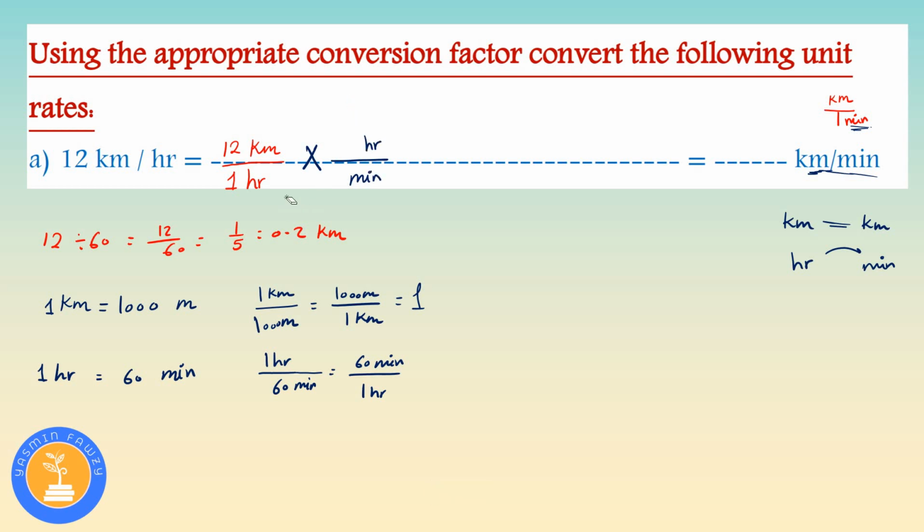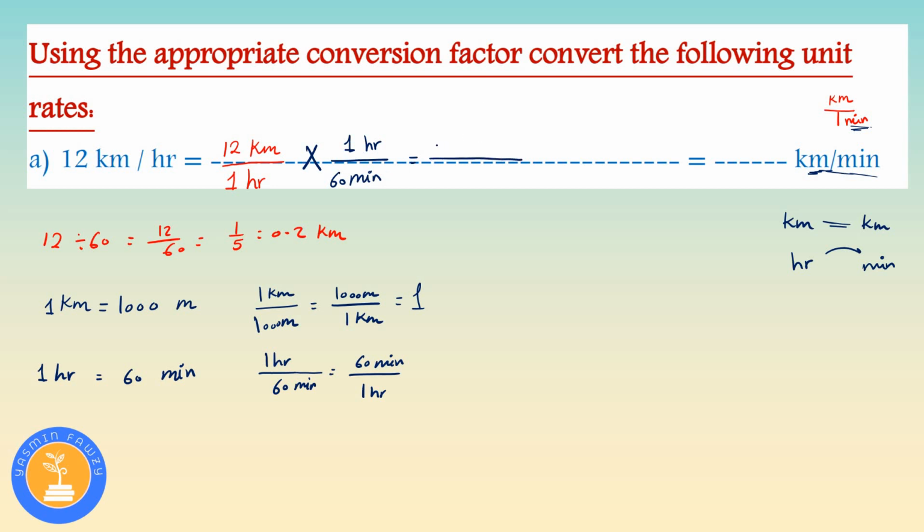Why? Because once again, I want to convert the hour to be minute, and the hour here is in the denominator, and I put the minute in the denominator also. And the conversion factor, once again, is a relation between two equivalent units. What is the equivalency of hour and minute? I know that the big unit here is hour. So 1 hour equals 60 minutes, right?